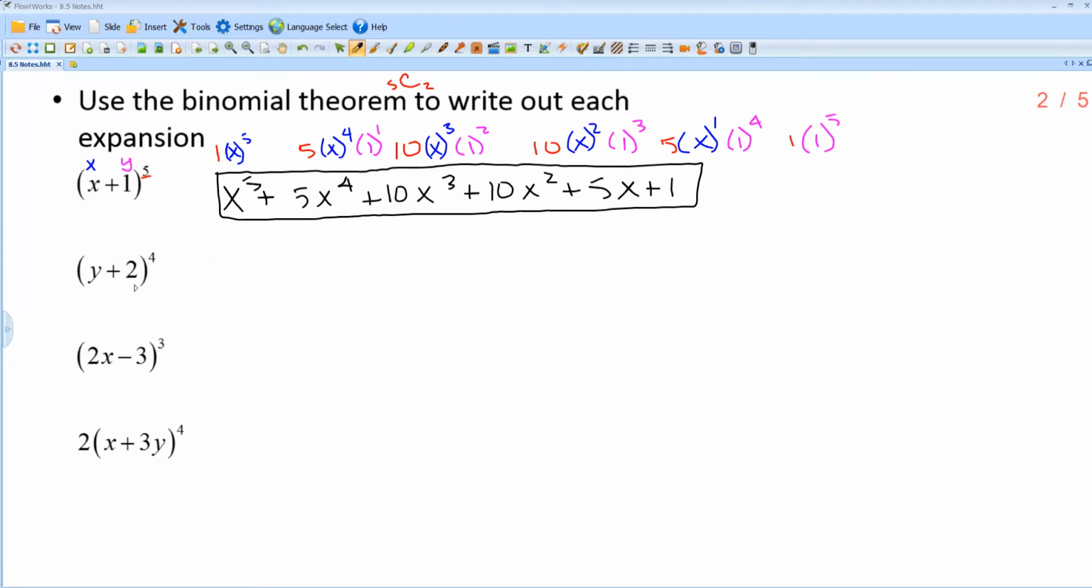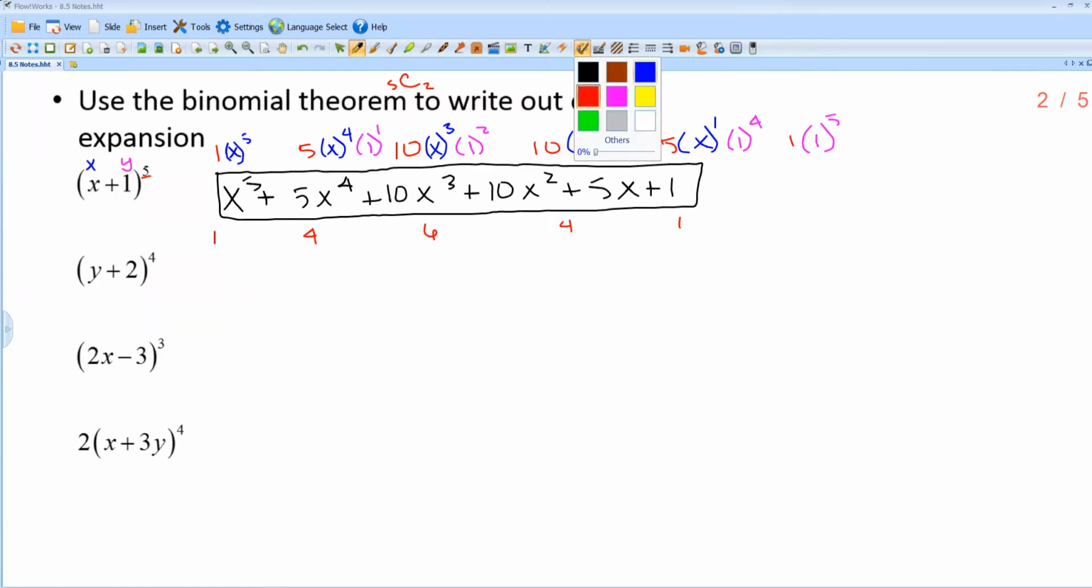All right, y plus 2 to the 4th power. So right away I see it's to the 4th power. I'm going to do my binomial coefficients first. So my binomial coefficients to the 4th power is going to be 1, 4. It always starts off like this. I'm going to have 5 terms because it's always one more than that. I know that this middle one is 6, 4, 1.